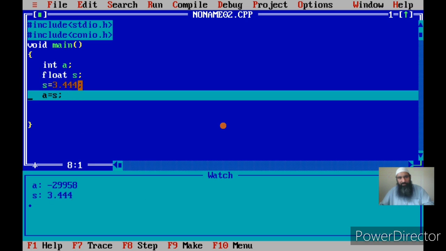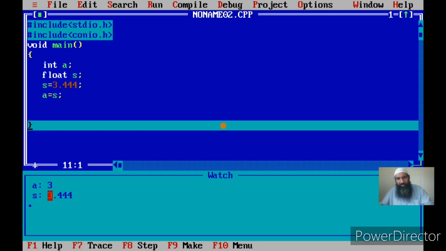Now s, check here in the watch, it is 3.444 after this statement. The first value was the junk value. Now once I say a is equal to s, the initial value of a is junk because I have not initialized it. Now once I assign it, you see what happened. s is 3.444, but a is 3.